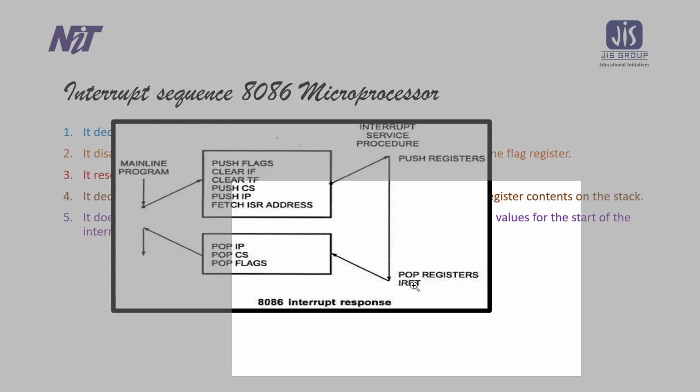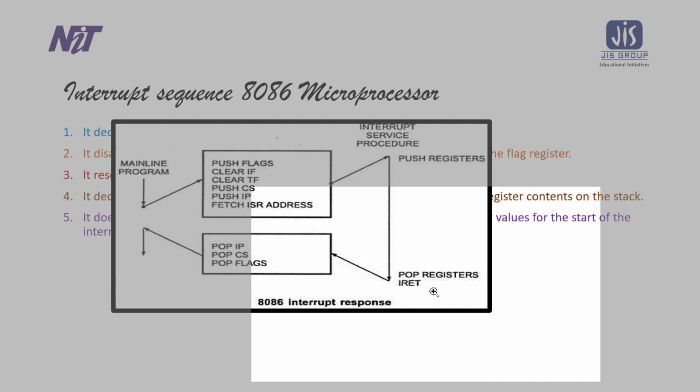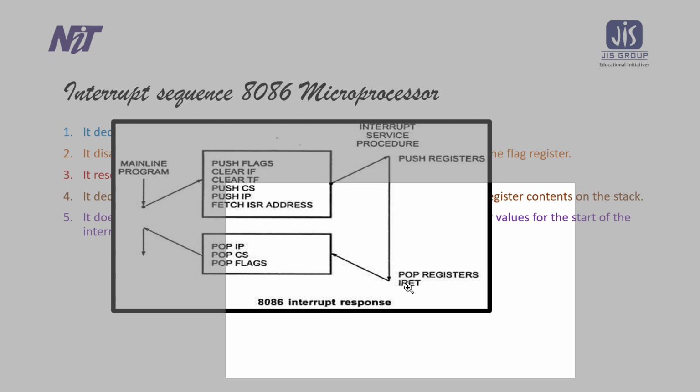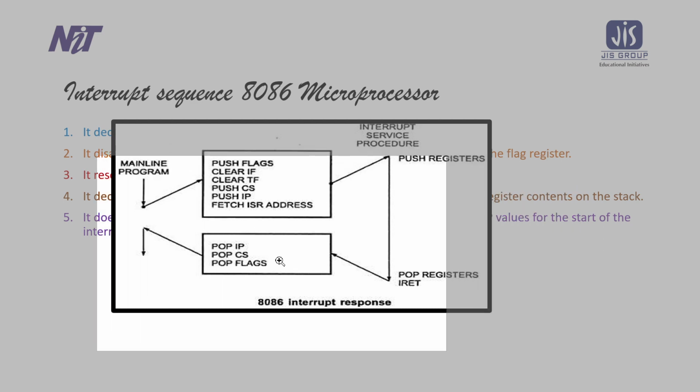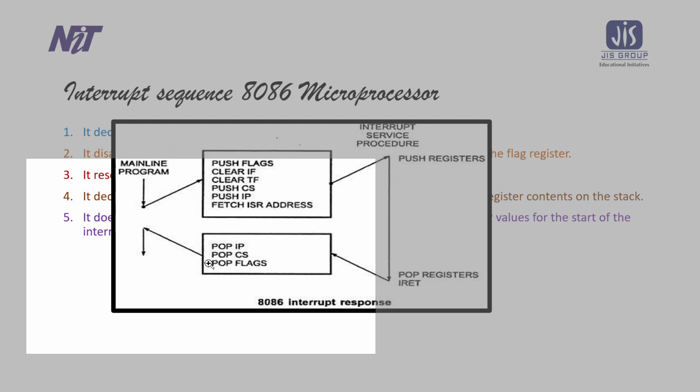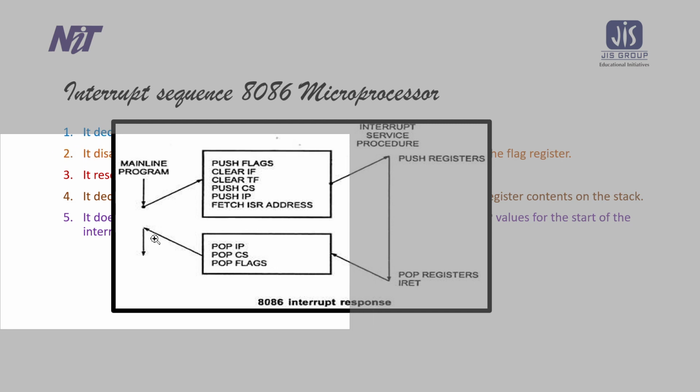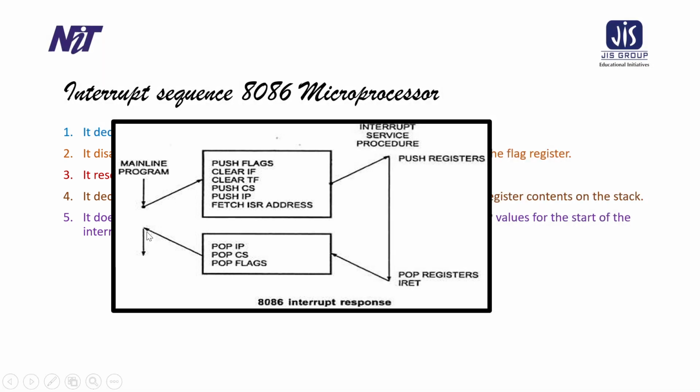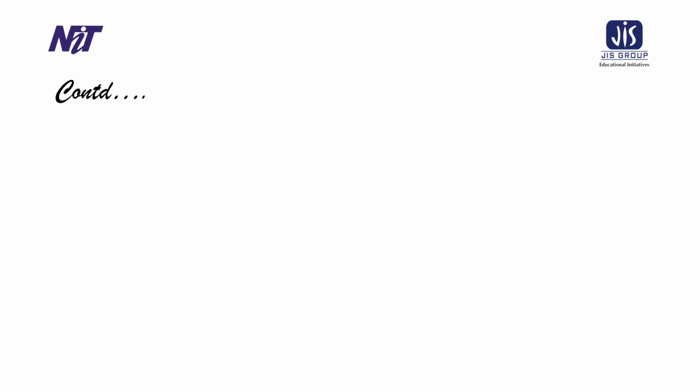Then after that, the IRET instruction pops the registers from the stack before returning to the main program location. Pop IP, pop CS, pop the flags. Pop means it retrieves the value from the stack, and after that it comes back to the main program, and the execution goes on. Whatever I explained, I will explain the same thing in the next slide.